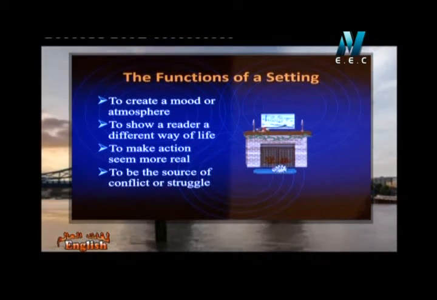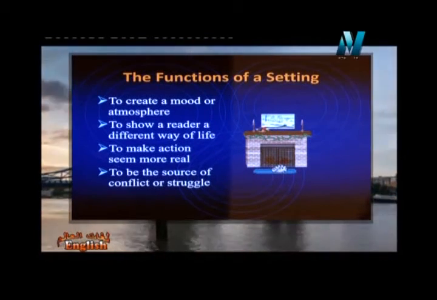Exactly, live in the story too. And also to show the reader a different way of life. As we have said, if you are reading a story about an Indian one or a Japanese one, this setting makes you feel like you are living it, or it shows you a different way of life because we are different in traditions and customs. And it makes the action more real so that you can feel yourself in the story. All of these are functions of settings.